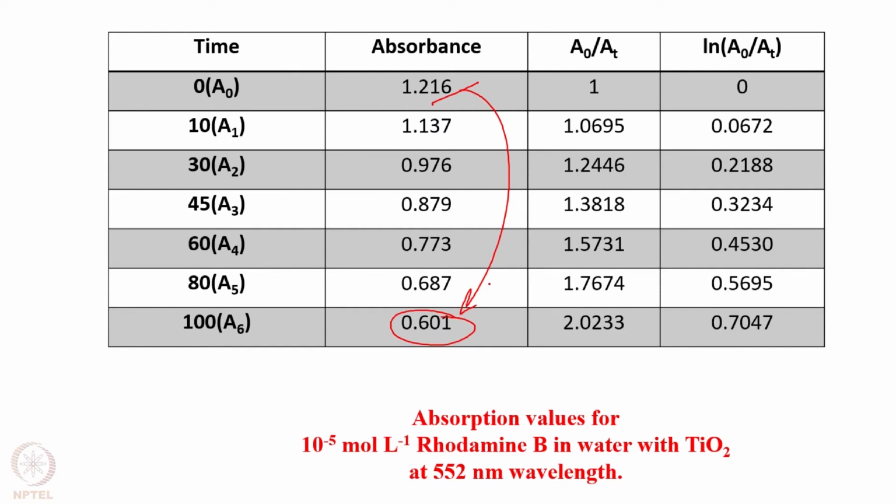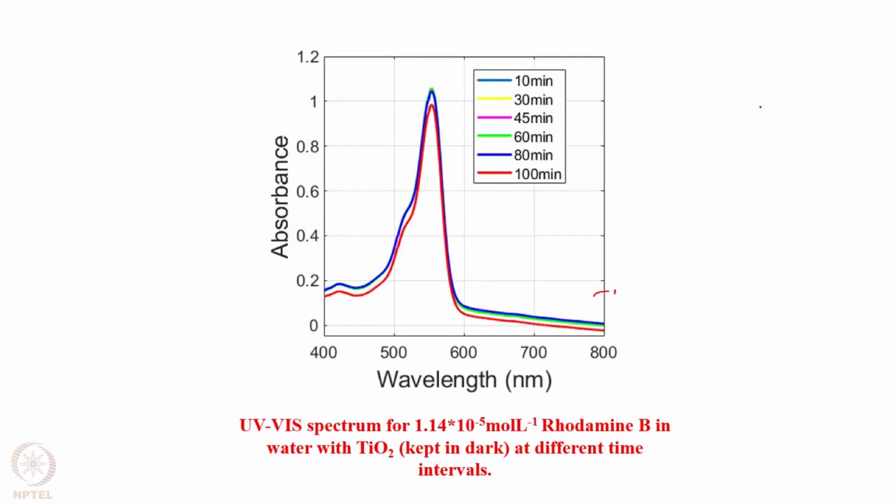Now what we need to plot is time versus ln A0/AT, whose slope will give the rate constant for this reaction. Also we can see that this is the plot of the dye kept under dark, and even after 100 minutes the dye hasn't been degraded much and there is very little change in the absorption of the dye. So we can see that solar irradiance has a great effect on the degradation of the dye.